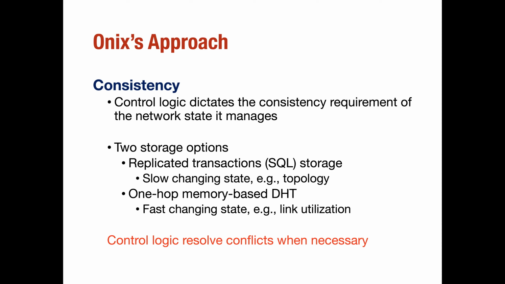So there are two storage options. There is the replicated transaction storage, that is mostly suited for the state that is changing slowly, right? So think about topology. The topology can change over time depending on whether a particular link is down, whether a particular switch is down, but those events are relatively rare, compared to the events where you are tracking, say, link utilization, or number of packet counters and stuff. That is a more transient set of metrics or events, and for that it is using this one hop memory based DHT, but for the others it is using the replicated transaction storage.